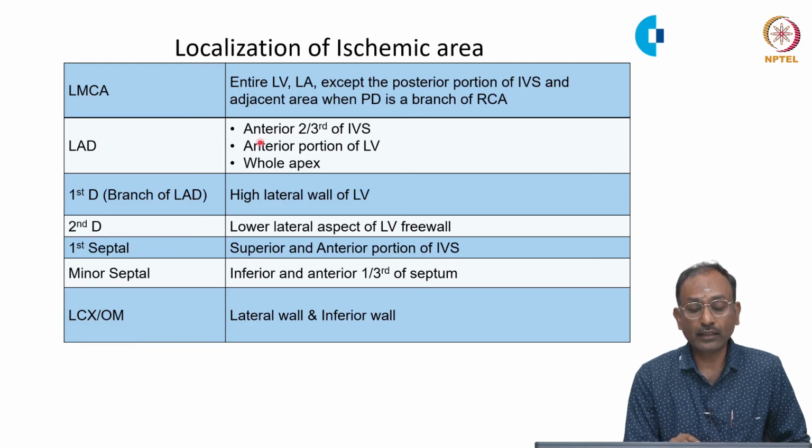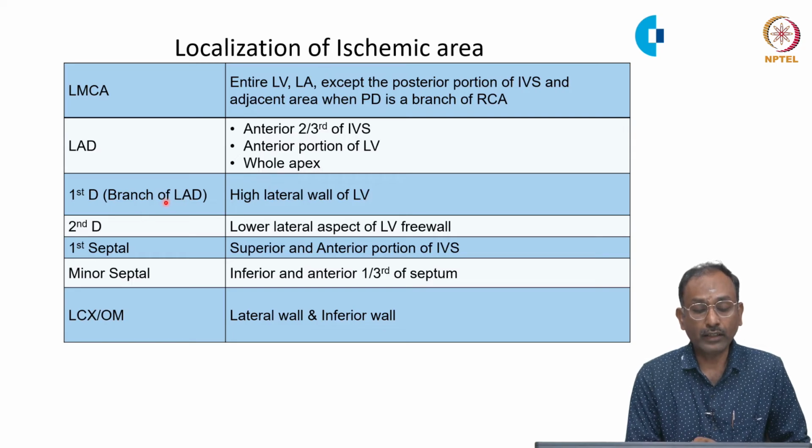The left anterior descending artery is responsible for supplying the anterior two thirds of the interventricular septum, the anterior portion of the LV and the whole apex. What are the branches of LAD? We have diagonal and septal. The first diagonal branch, which is the first branch from the LAD, is responsible for supplying the high lateral wall of the LV. The second diagonal supplies the lower lateral aspect of the LV free wall. The first septal branch supplies the superior and anterior portion of the interventricular septum, and the minor septals supply the inferior and anterior third of the septum.